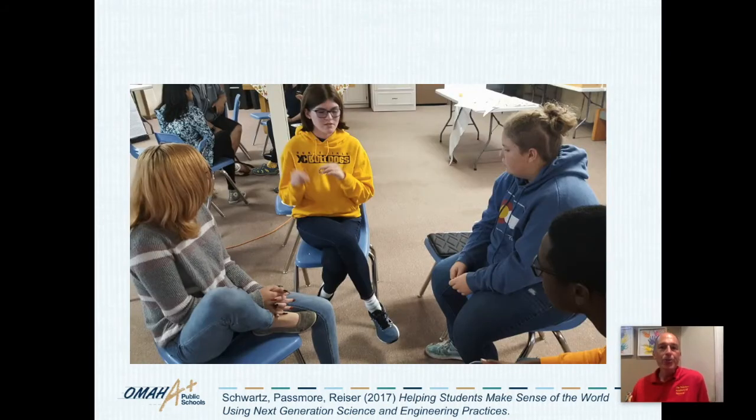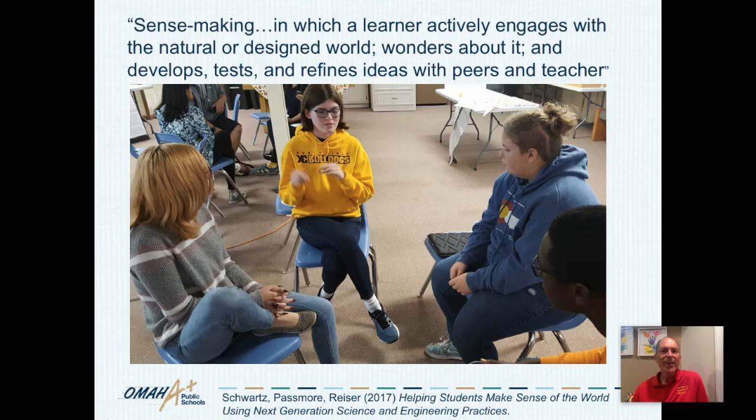So, as practitioners with this transition to standards that weave together the three dimensions of science, we recognize that our culture can stress students who are concerned about looking silly or worse if they ask a question or respond with the wrong answer. We also know through research that conceptual change does not occur without some sort of sense making, in which learners actively engage with the natural and design world, wonder about it, and develop, test, and refine ideas with peers and a teacher.